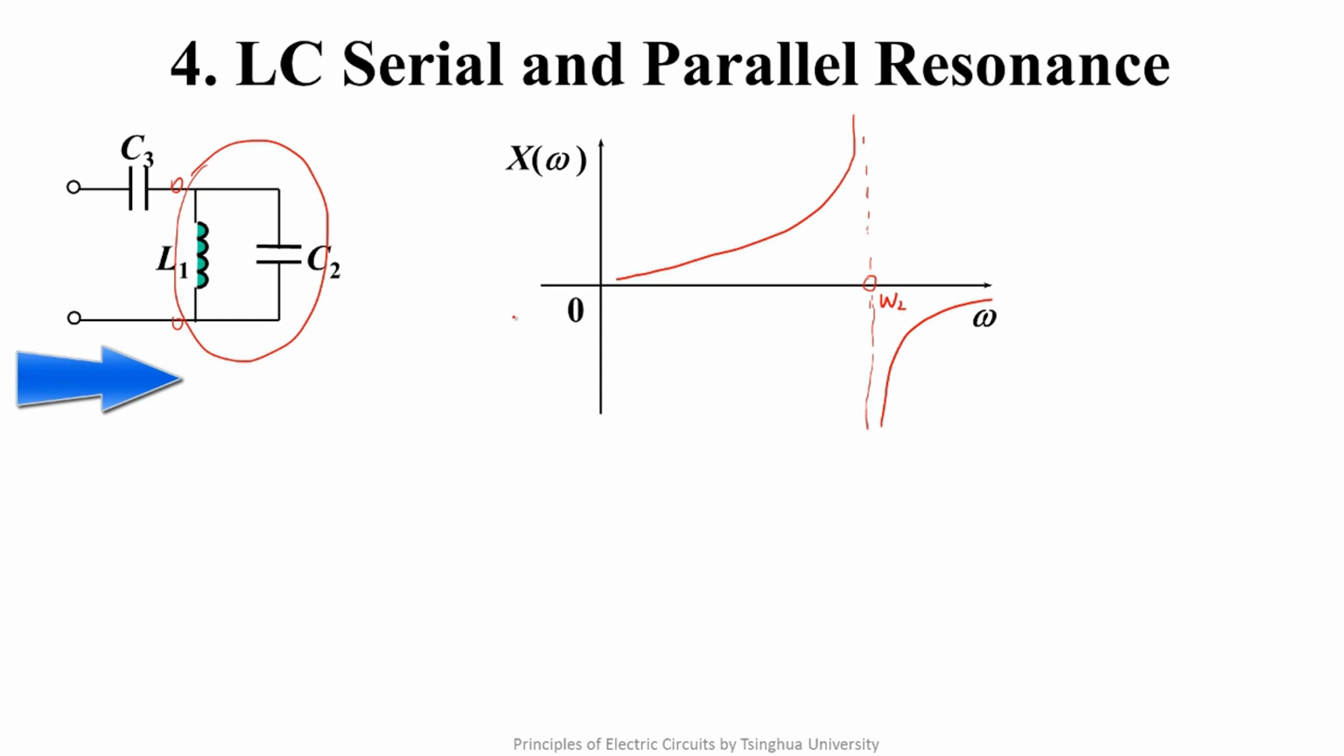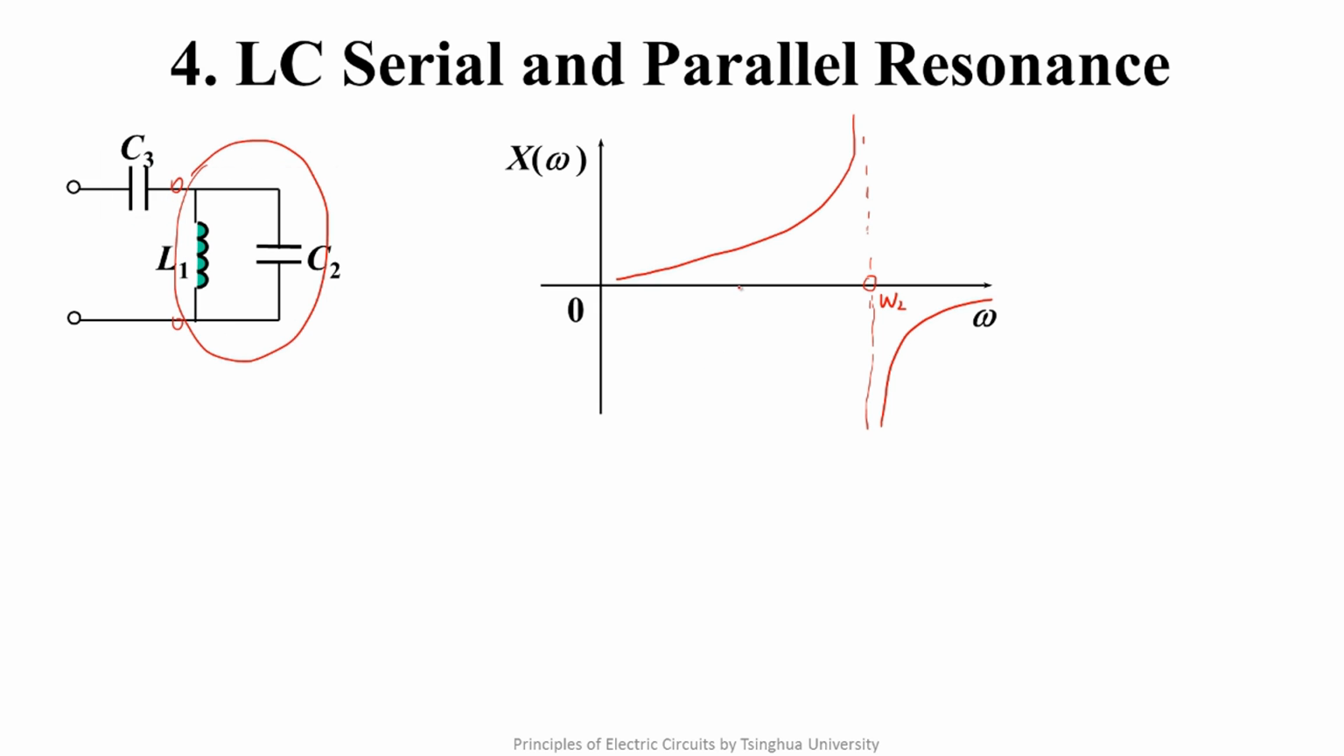When omega is less than omega 2, the circuit represents the characteristic of an inductor seen from this port to the right, but it's not a pure inductor because a pure inductor's reactance increases with the frequency linearly. But this one decays from positive infinity to 0, so it covers all the inductance values in a nonlinear way. At some frequency, this inductor and the capacitor will have serial resonance.